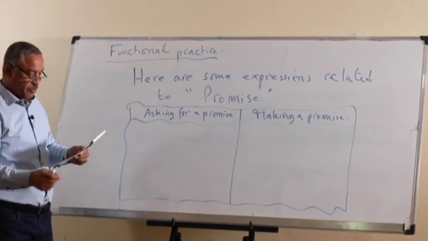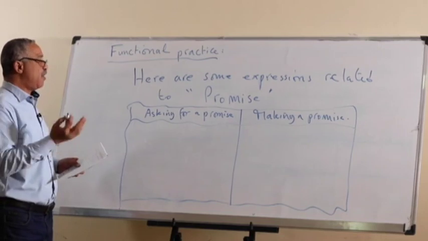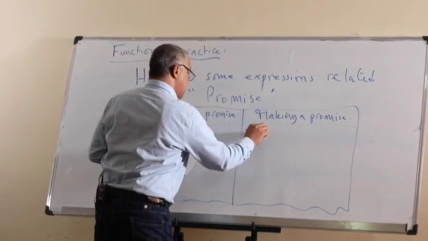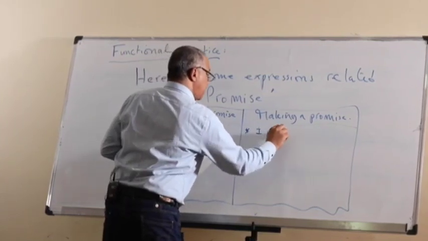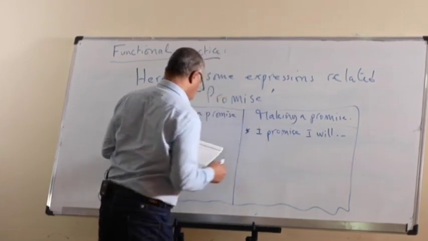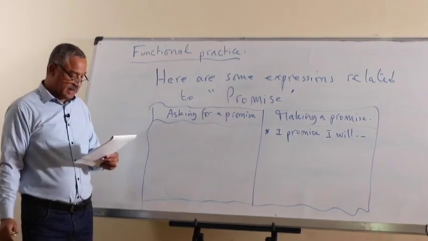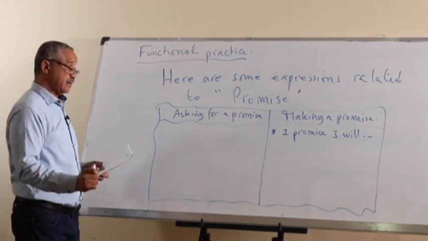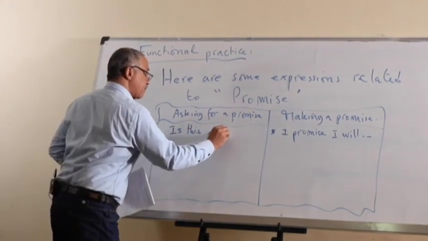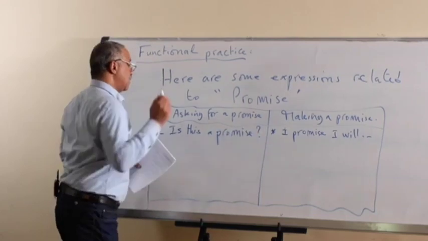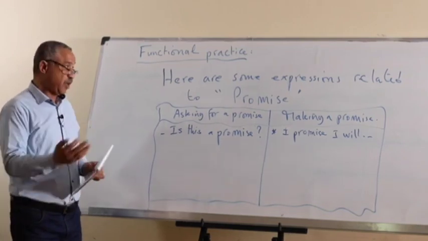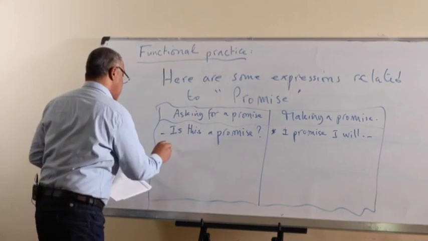When we say, for example, "I promise I will," what do you think it is? Is it asking or making a promise? Of course, it's for making a promise. I say, "I promise I will." That is, I will do something. Now, what about this expression? Is this a promise? Yes, it's for asking for a promise. Can I consider this as a promise? We use it, of course, for asking for a promise.